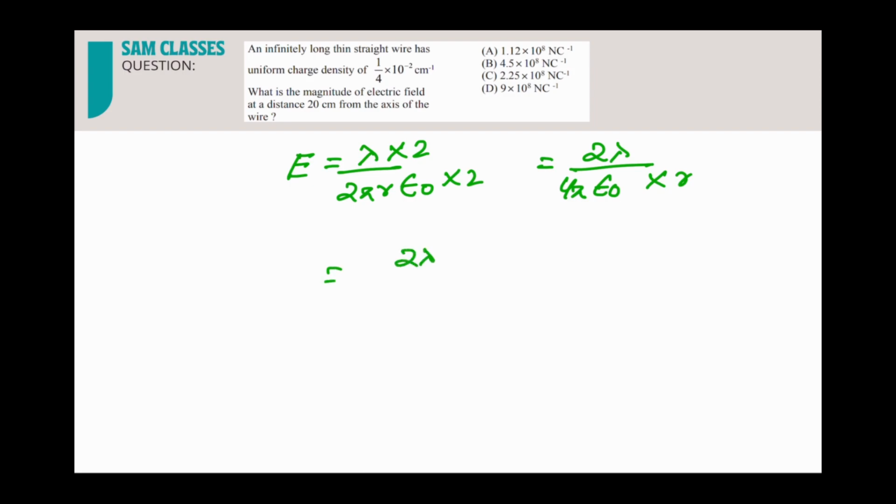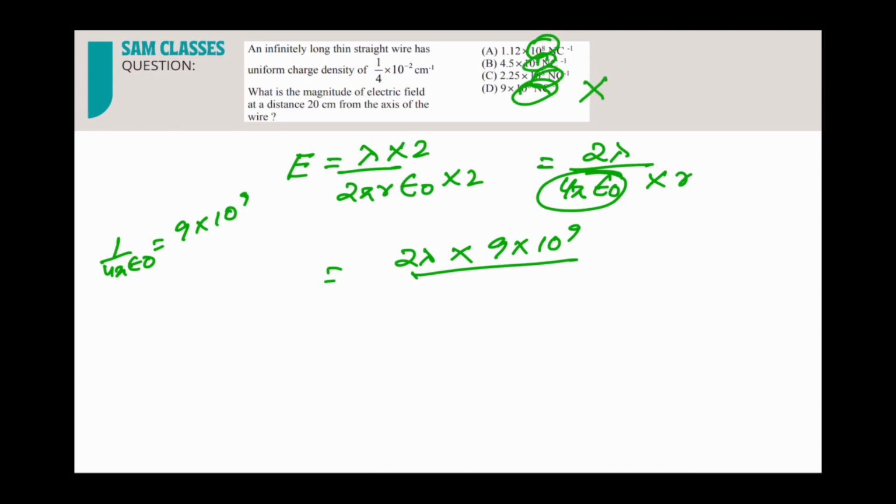So we have 2 lambda, and 1 by 4 pi epsilon naught is the value of what? K, no. So that is equal to 9 into 10 power 9. Even if I don't do the power, it's okay, because all the powers are 10 power 8, 10 power 8. So forget about the powers. Who cares about the powers? So what do you do? 2 lambda into 9 by r. 2 gone. So lambda is 1 by 4. So 9 by 4, which is 2.25. So something with 2.25, come on. C option. That's it. Pretty simple.